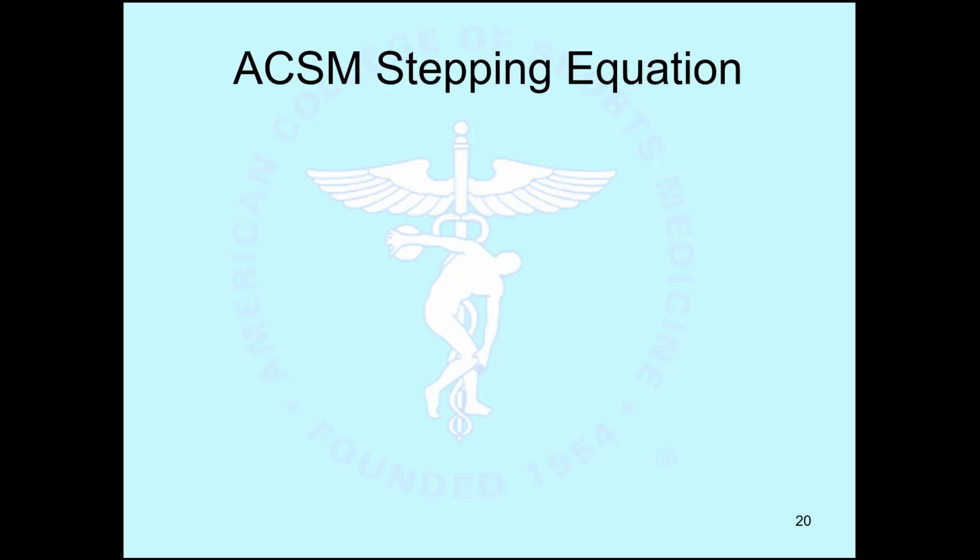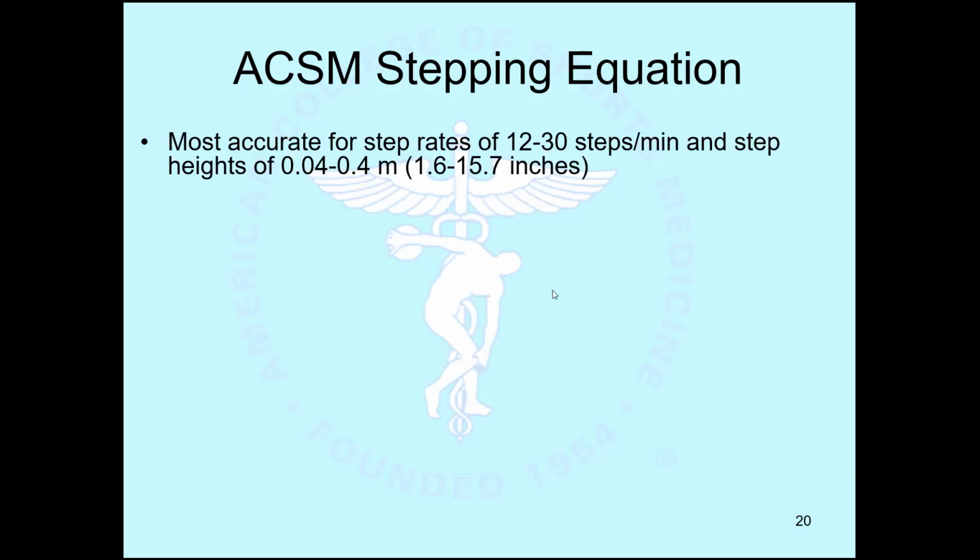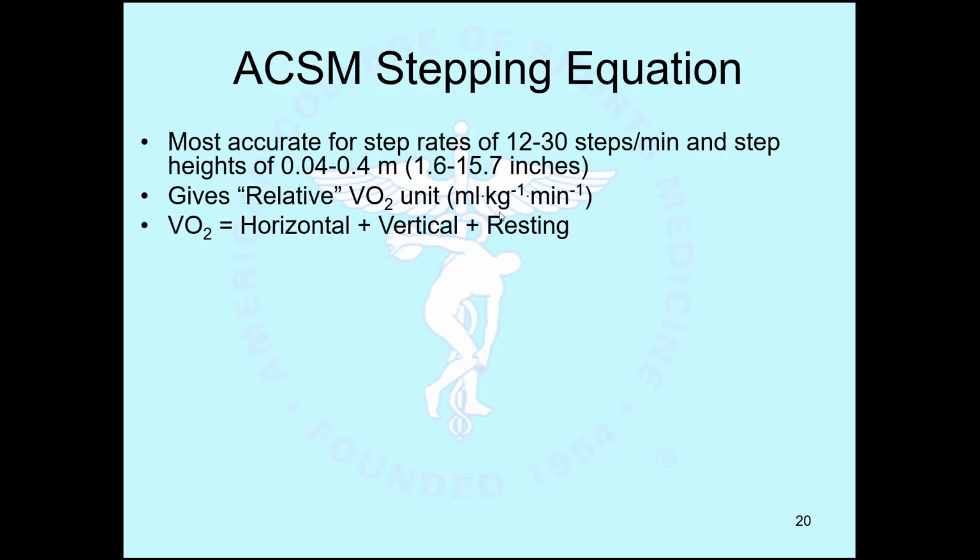All right, last equation, the stepping equation. So step rates of 12 to 30 steps per minute is where this is going to be accurate. Step heights anywhere from 0.04 to 0.4 meters. Gives you an idea, so a pretty wide range of stepping heights here. So it's going to give us a relative VO2 again.